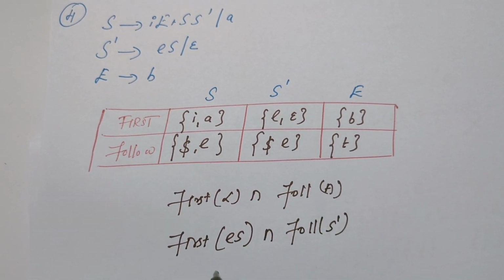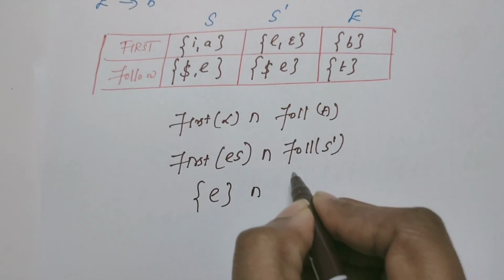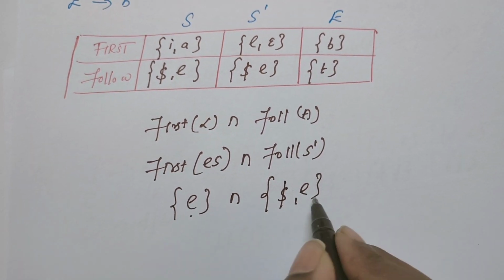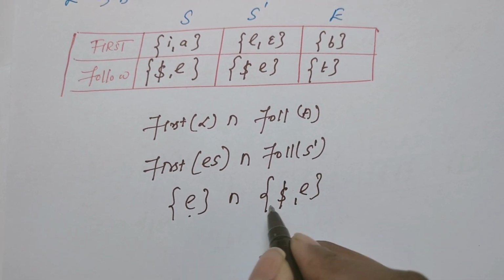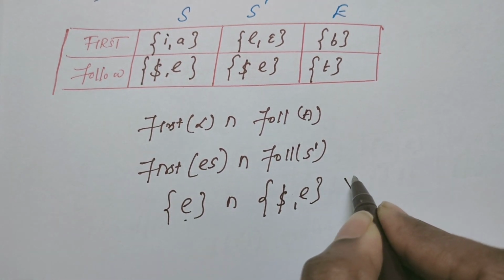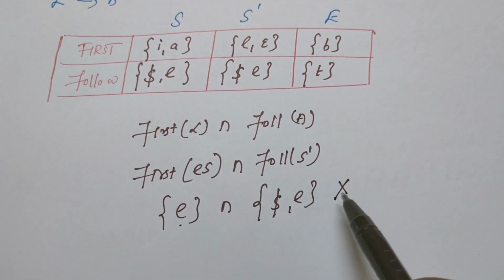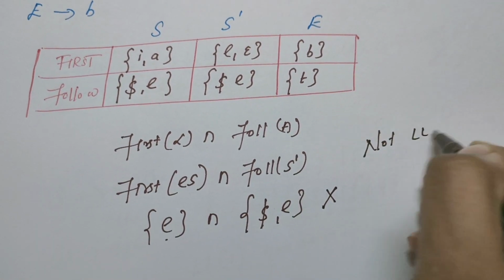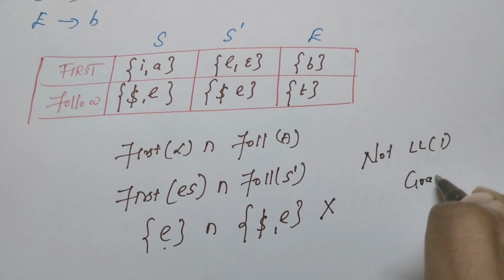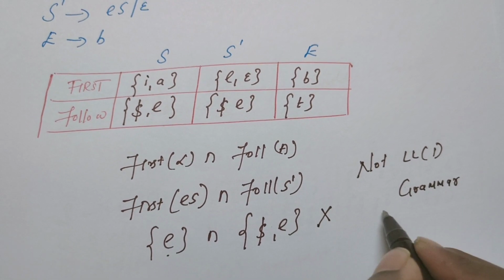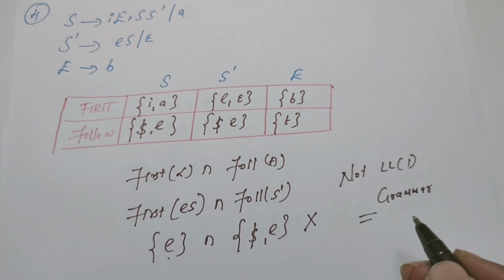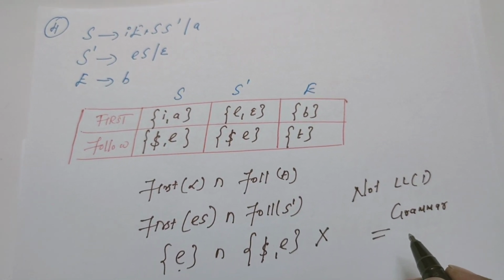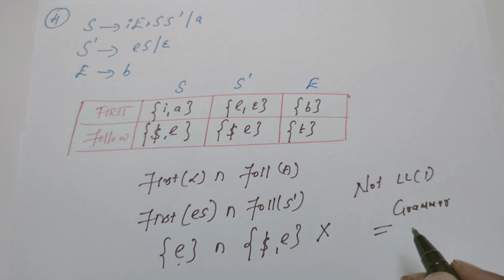So what is first of ES? It is E. Intersection follow of S dash is $E. There is a common symbol. If you find the intersection, there is a common symbol. So the second condition is false. Right? So when the second condition goes false, the given grammar is not LL1 grammar. So this is how we have to find whether the grammar is LL1 or not, without building the parsing table. Now let us have a closer look at how the rules are telling.